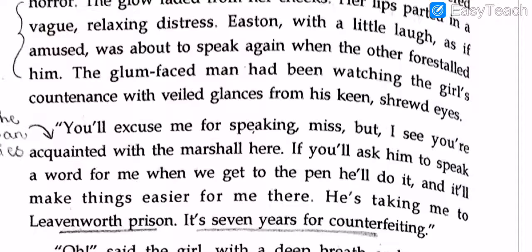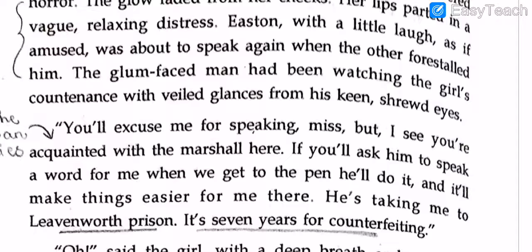So what do we get to know over here? The glum-faced man says that Mr. Easton is the marshal and I am the prisoner, and that's why we both are handcuffed so that I don't exactly run away, and we're coming together. This guy over here is the marshal and he's my marshal, and he just speaks between their conversation and just says, hey, Mr. Easton is the marshal. So don't get that disinterest or that embarrassment look on your face, basically. Right? So the man says that Mr. Easton is taking him to Leavenworth prison, and it's for 7 years for counterfeiting.